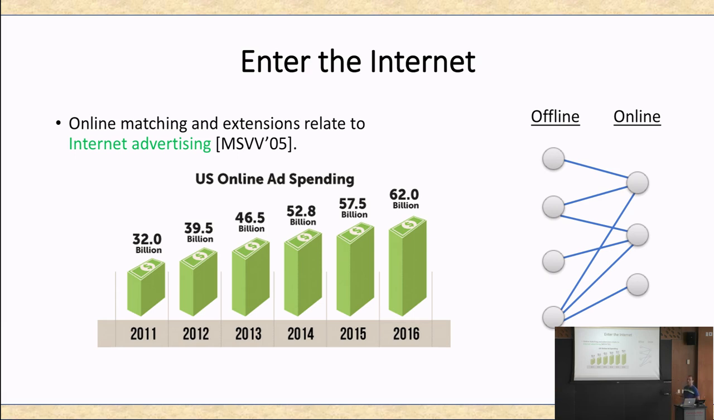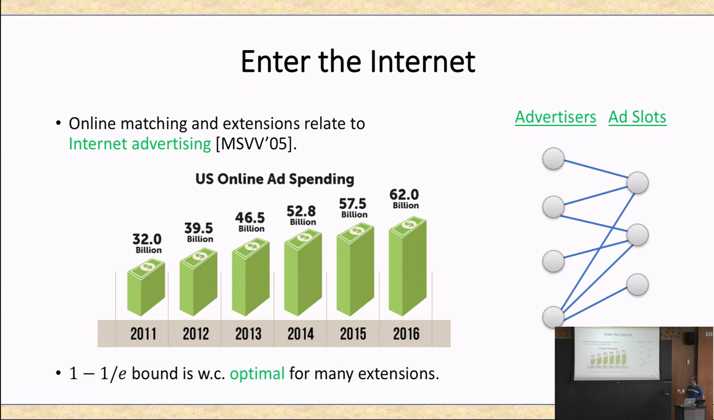I'll make the relation to internet advertising a little less obscure. Offline nodes are advertisers. We know advertisers ahead of time. At the beginning of the day, they say, I want to show ads to this kind of people. Online nodes are ad slots. So when you click on a web page, you generate an online node, which should be shown one, or at most one, ad. The way I'm describing it right now doesn't really capture a lot of what's going on, but we're not going to go too much into this. I'd like to point out that for all these generalizations and extensions of online matching, we know that 1 minus 1 over e competitive is the best you can possibly do.